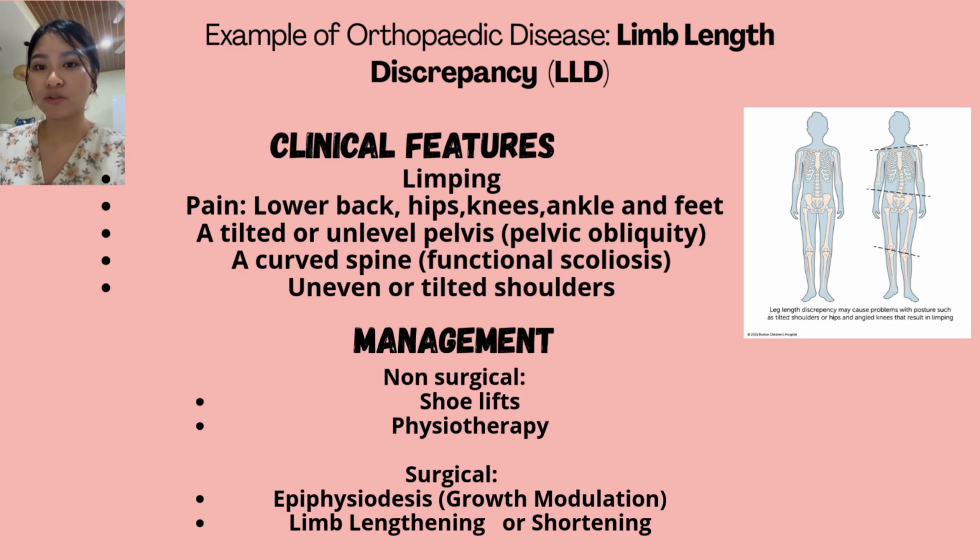However, when the discrepancy is moderate to severe, or when it causes pain, abnormal gait, or postural problems, surgical intervention may be required. One commonly used surgical method in growing children is epiphysiodesis, which involves slowing or stopping the growth of the longer limb so that the shorter limb can catch up. In patients with larger discrepancies, or in those who have completed growth, limb lengthening procedures may be performed. This involves surgically cutting the bone and gradually lengthening it using external fixators or internal lengthening devices.